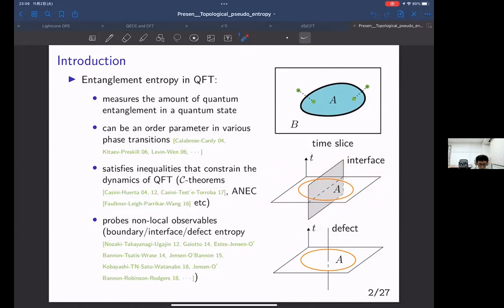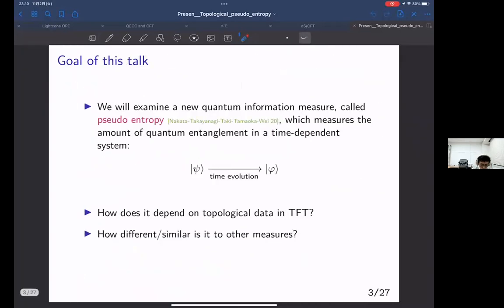And if you calculate the entanglement entropy across such an interface, then the interface can be probed through the entanglement entropy. And you can play the similar game for higher-dimensional so-called defects. These are also non-local observables, and there are many studies these days. But today, I'm going to consider another entanglement measure. This is a new quantum information measure called pseudo-entropy.